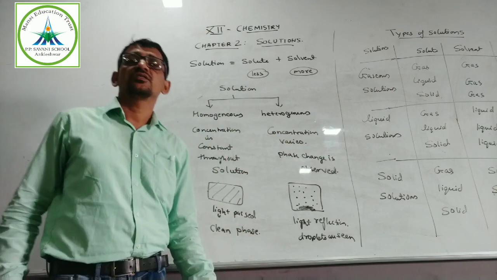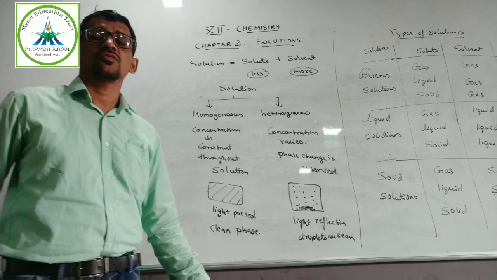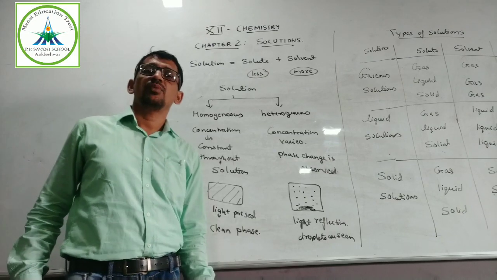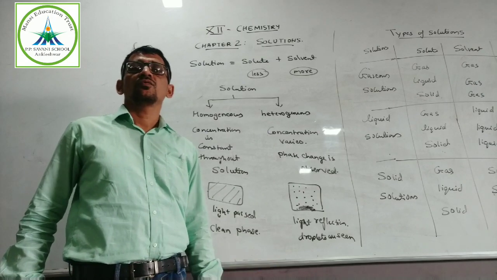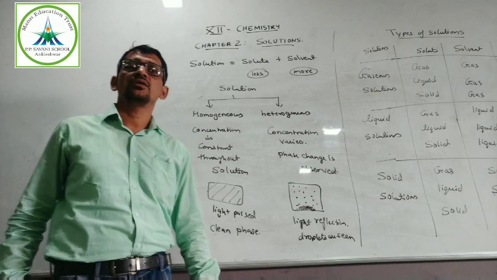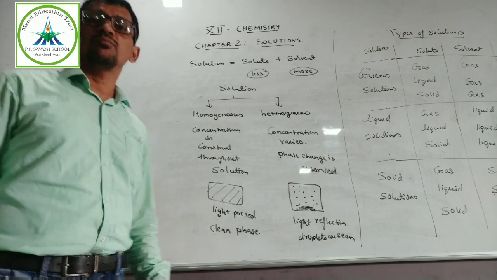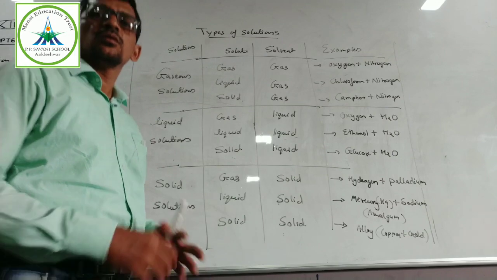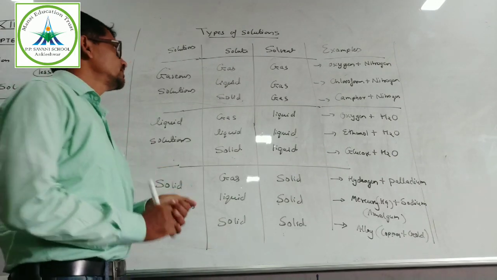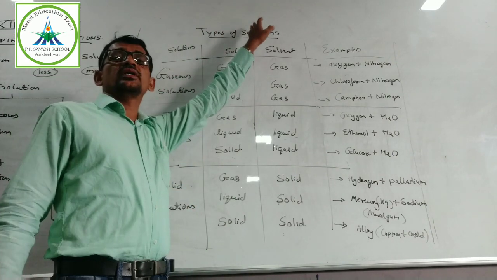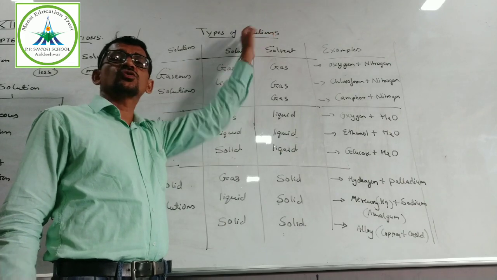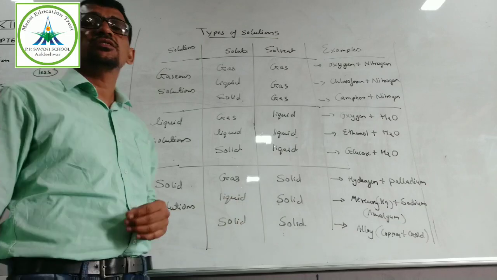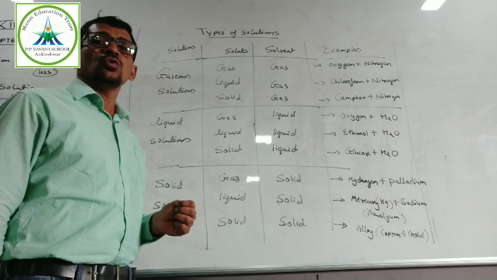The second classification depends upon the phase. We have three phases, that is solid, liquid and gas. Depending upon that, we can classify the solution into different forms. One by one we discuss all this. Okay, types of solution depending upon the phase of solute and solvent. We can classify into these 9 types of solution.